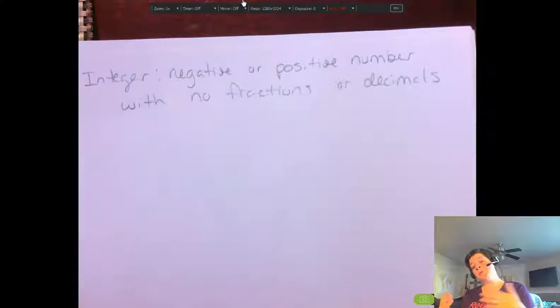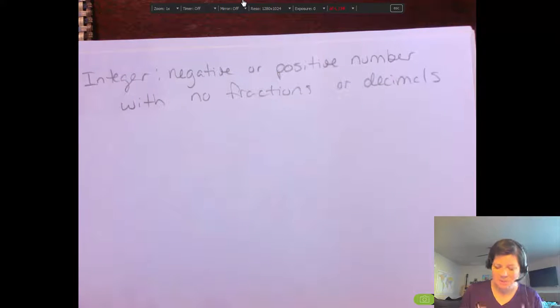So this chapter, we're mostly working with integers. That means we're working with negative numbers. Well, why would we work with negative numbers? Well, because when you borrow money from someone, you have to be able to represent that negative, right?